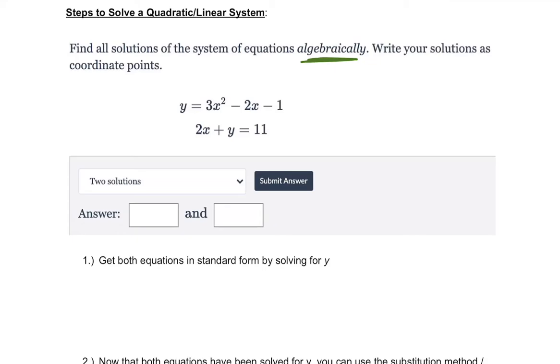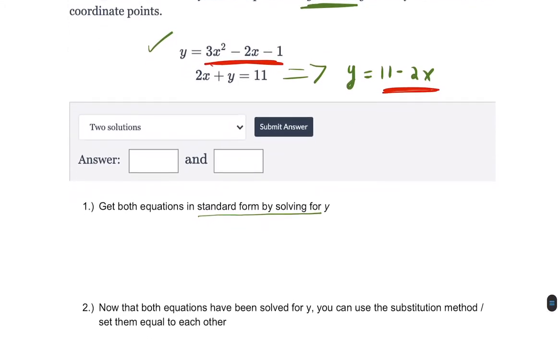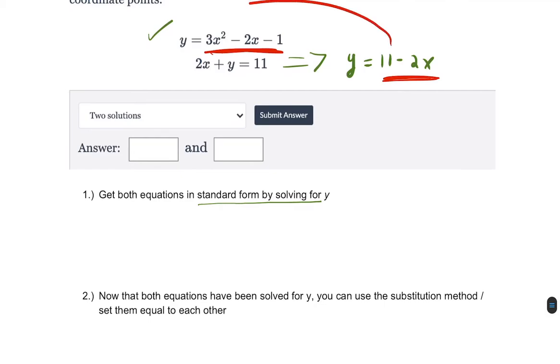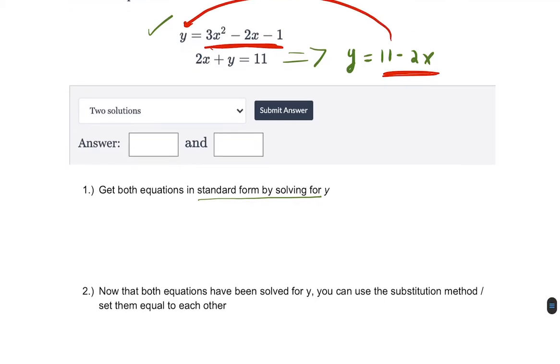So step number 1 is to get both equations in standard form by solving for y. Equation number 1 is already in standard form, but equation number 2, I want to subtract 2x from both sides and turn it into y equals 11 minus 2x. Because now I know that 3x squared minus 2x minus 1 and 11 minus 2x, if they're both equal to y, they are both equal to each other. So I can use the substitution method and substitute in 11 minus 2x for y.